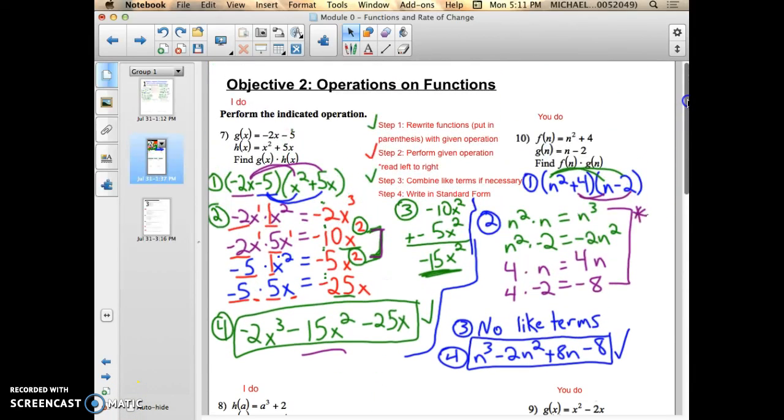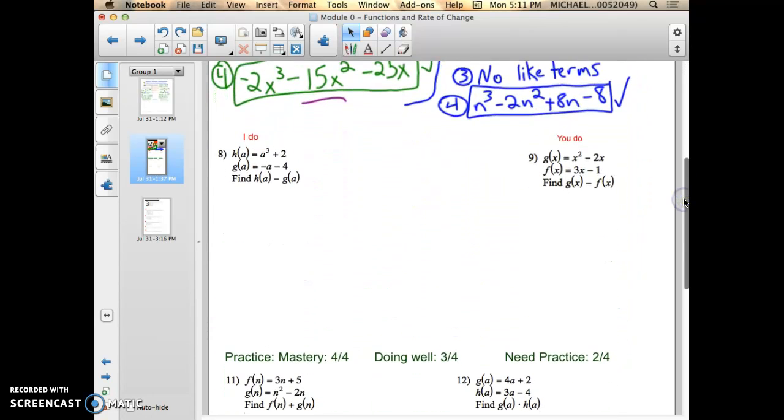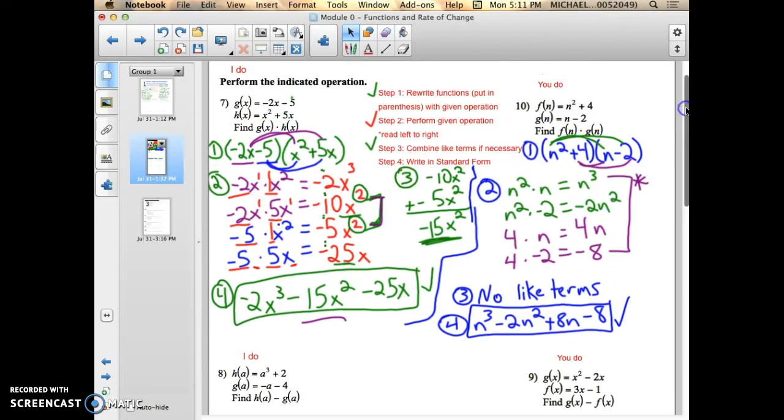Alright, to finish off Objective 2, operations on functions, I'm going to model how I would work with a subtraction problem. Now, the other operation is addition, but addition is very similar to subtraction. So, again, I'm going to take it step by step, so please write down the steps exactly how I do them. And the steps are again written up here in red.